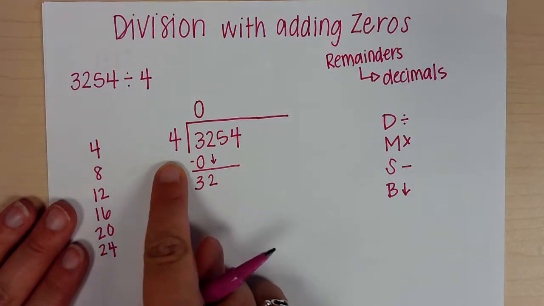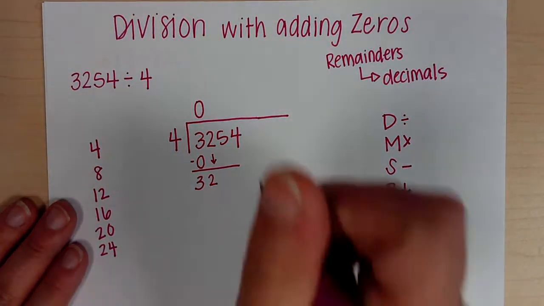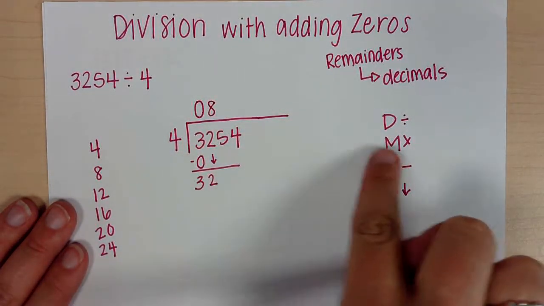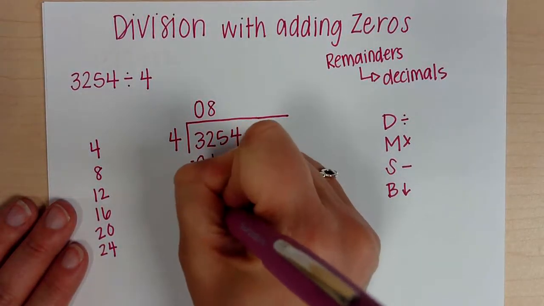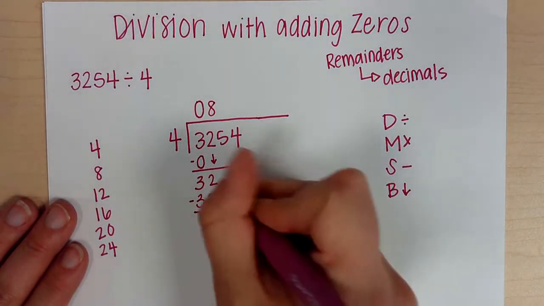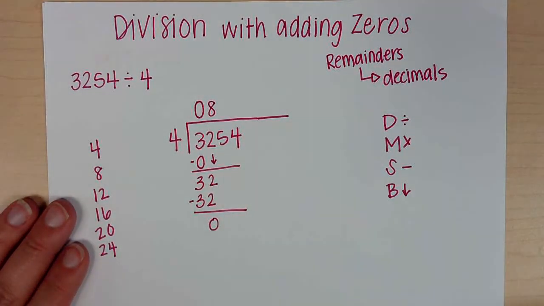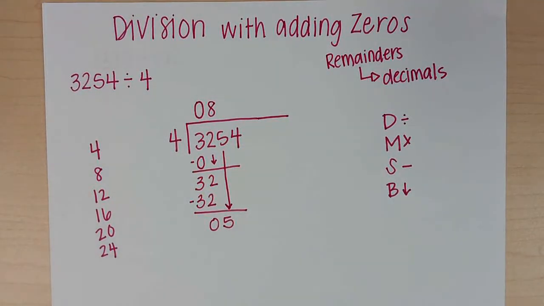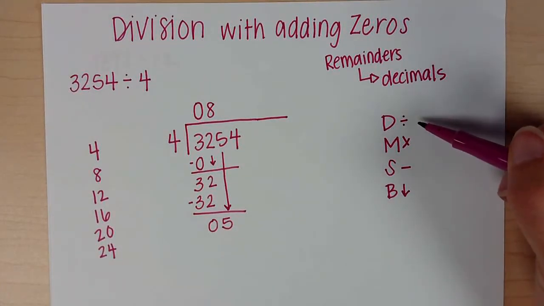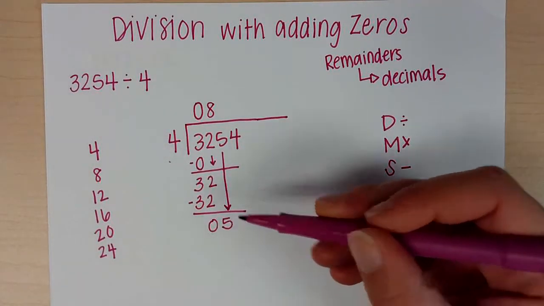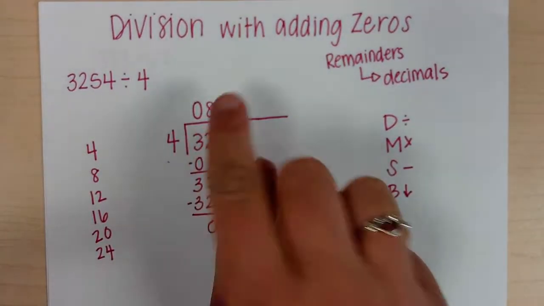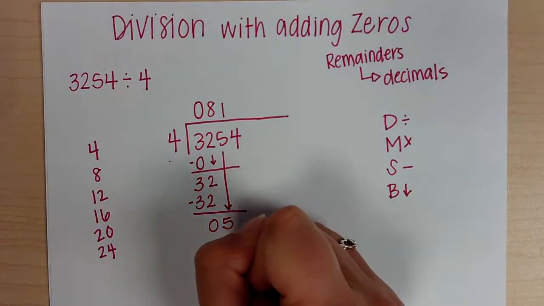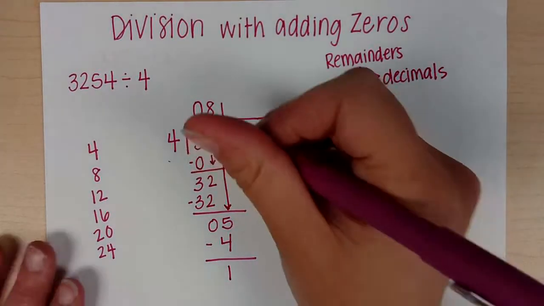How many times does 4 go into 32? Well, 4 goes into 32 8 times. 4 times 8 is 32. Now I subtract. 32 minus 32 is 0. I bring down. I've got 5. Okay, so now I go back up to my division. How many times does 4 go into 5? Well, it goes in 1 time. 4 times 1 is 4. I subtract. 5 minus 4 is 1. Bring down.